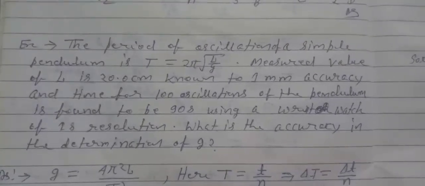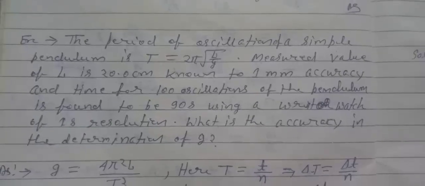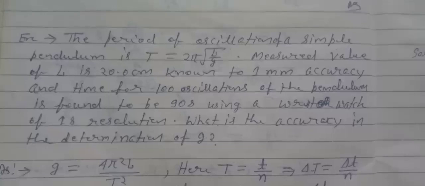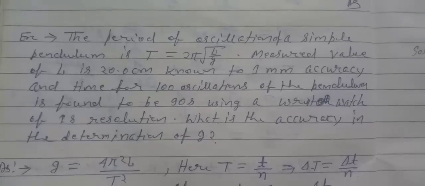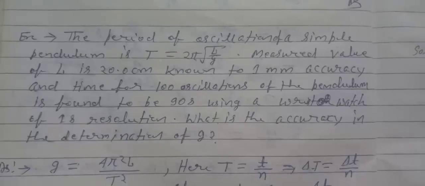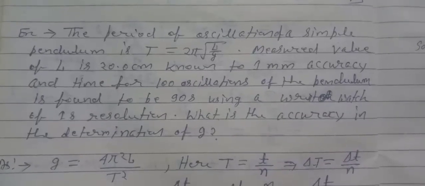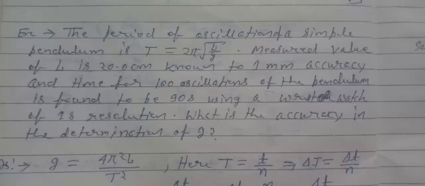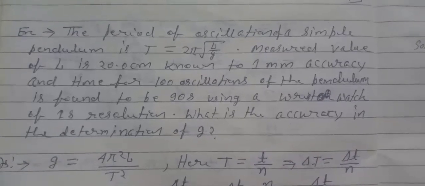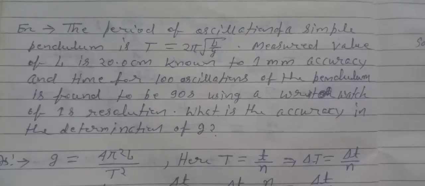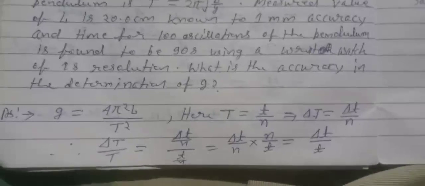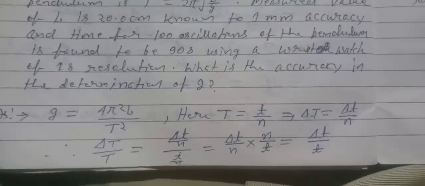The period of oscillation of a simple pendulum is T = 2π √(L/g). The measured value of L is 20.0 cm, known to 1 millimeter accuracy, and the time for 100 oscillations of the pendulum is found to be 90 seconds using a wristwatch of 1 second resolution. What is the accuracy in the determination of g? Answer: g = 4π² L / T².